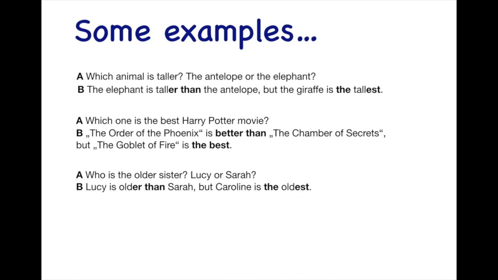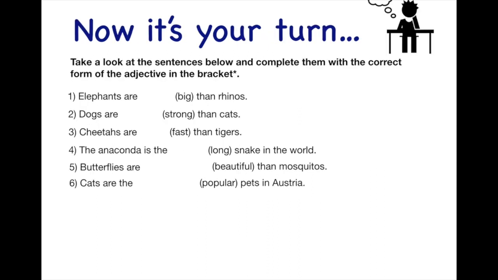Okay, clear so far? I hope so, because now it's your turn. What you have to do, take a look at the sentences below and complete them with the correct form of the adjective in the bracket. Also bracket means Klammer. Also was wird hier zu tun sein? Take a look at the sentences below. Sieh dir die Sätze unten an and complete them with the correct form of the adjective in the bracket und vervollständige sie mit der richtigen Form des Adjektivs in der Klammer.